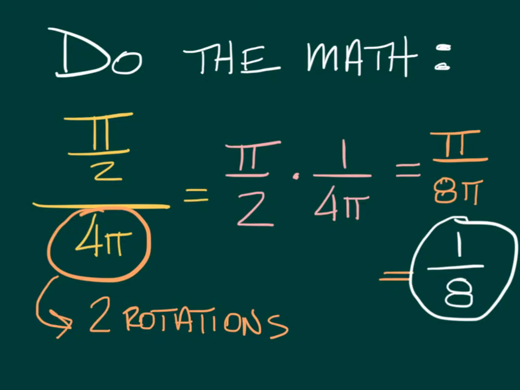Now simplify that. If you do, it's pi over 2 times the reciprocal of this. That's how you divide by something. It's the same thing as multiplying by the reciprocal. Pi over 2 times 1 over 4 pi. That's pi over 8 pi, and look what it reduces down to. 1 over 8. There's your fraction.